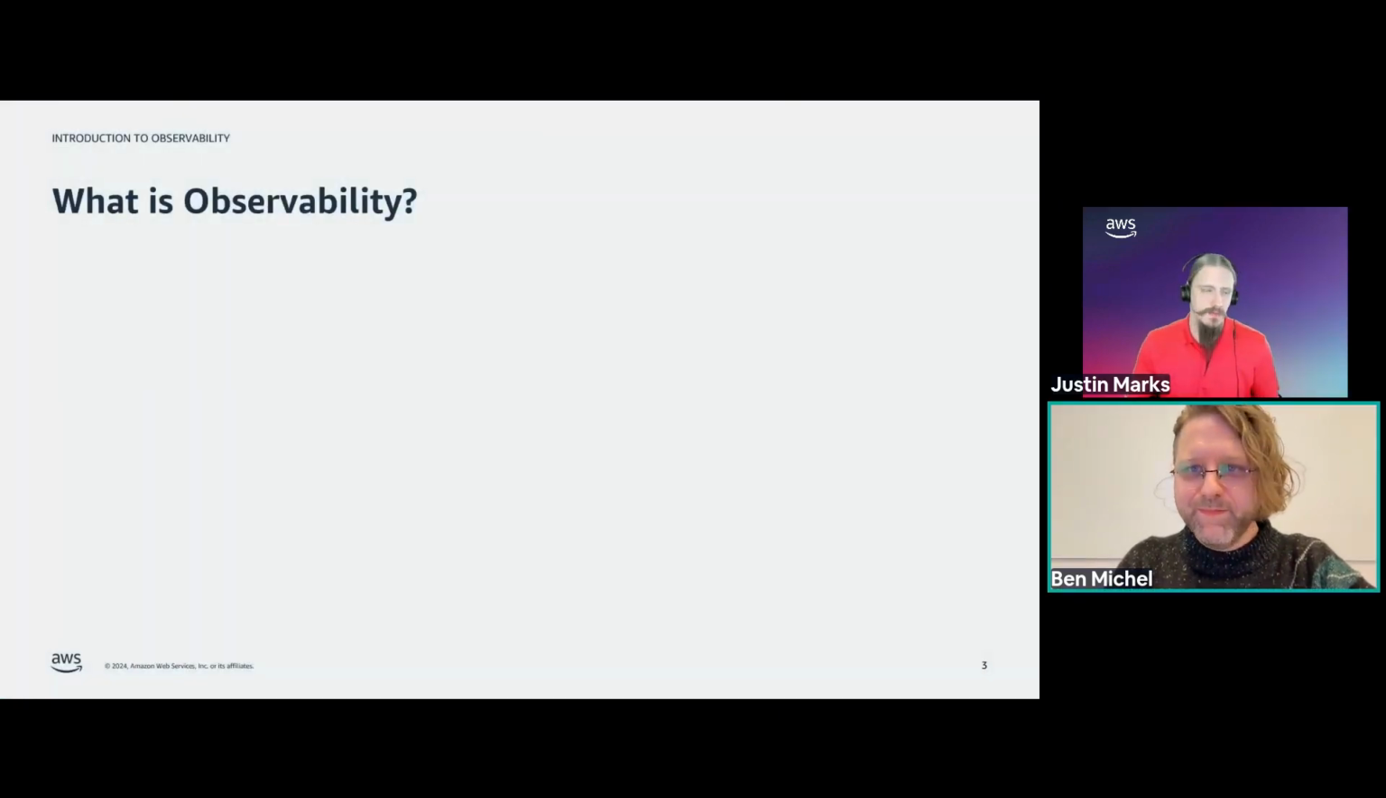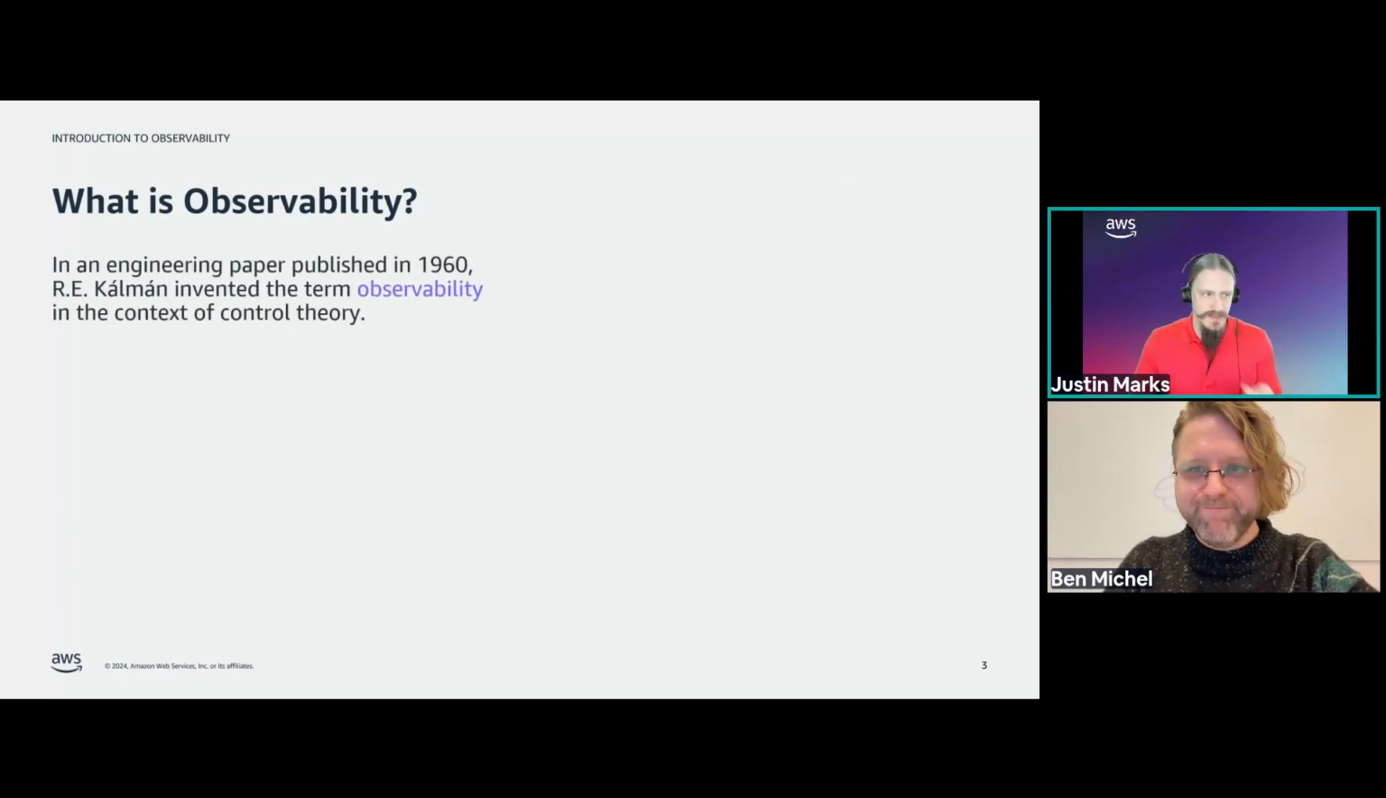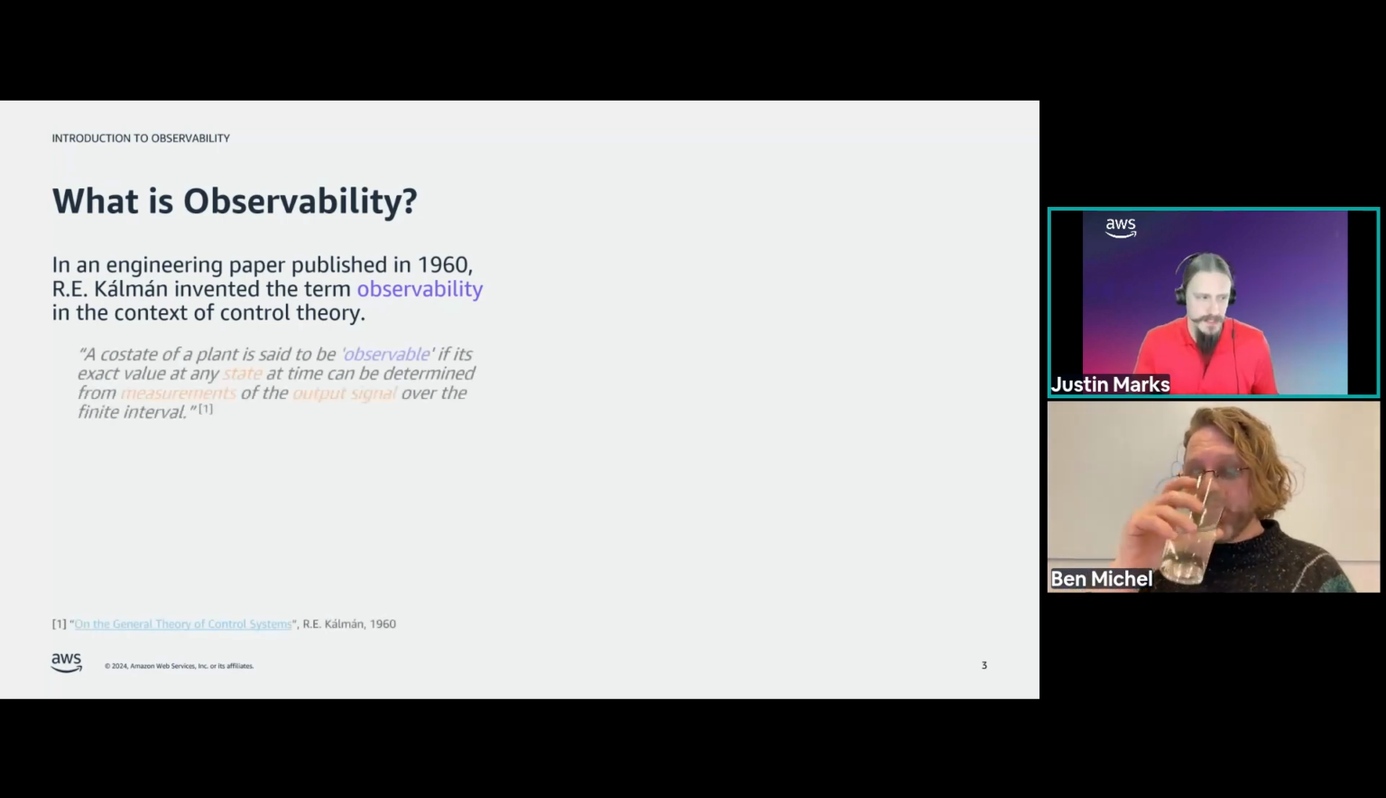So let's start with a definition of what observability is. In 1960, an engineer named R.E. Kalman invented the term observability. It's one of the first times we've seen it in academia, and he had it in the context of control theory, right? We're talking about manufacturing and engineering.